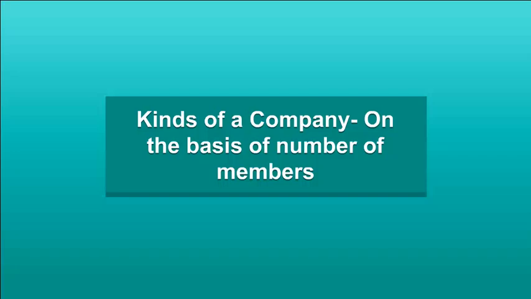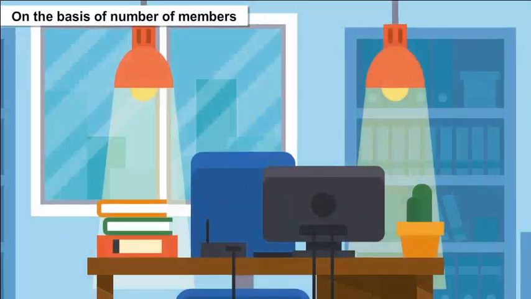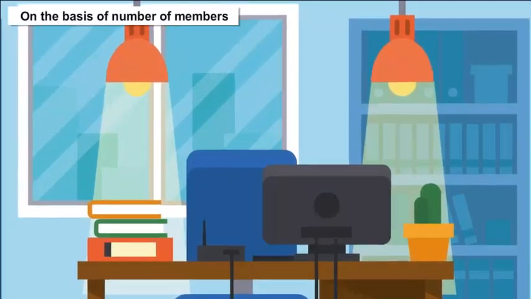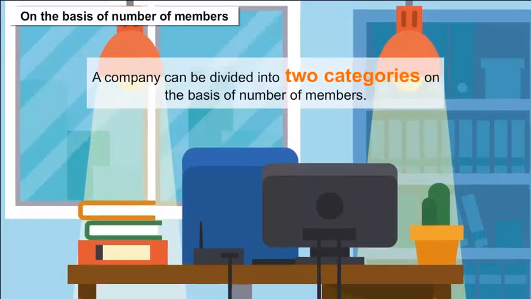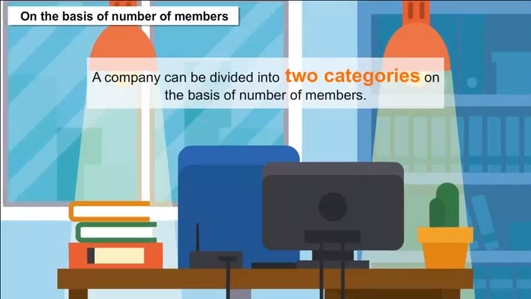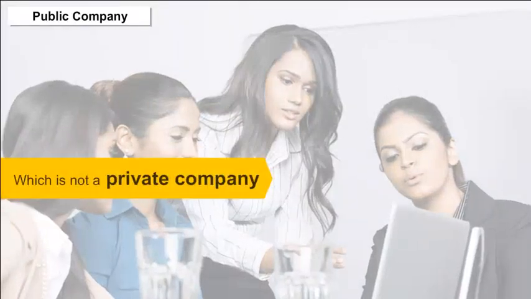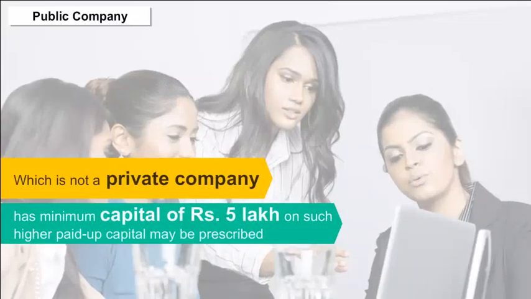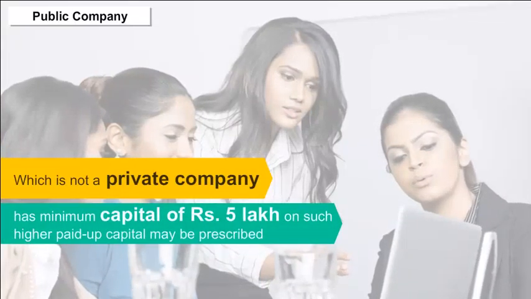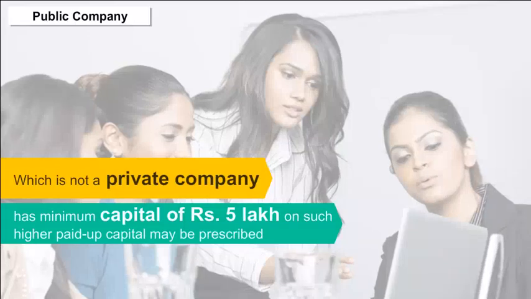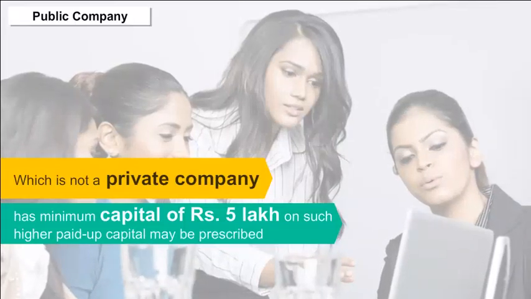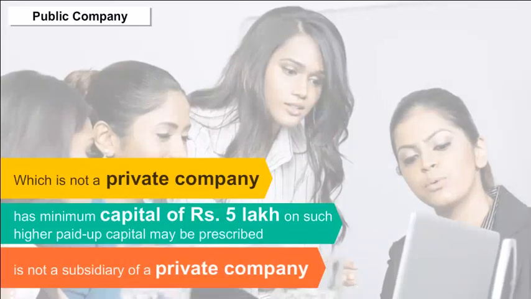Kinds of a company. On the basis of number of members, a company can be divided into two categories. Public company. A public company means a company which is not a private company, has minimum paid up capital of 5 lakh rupees or such higher paid up capital as may be prescribed, and is not a subsidiary of a private company.